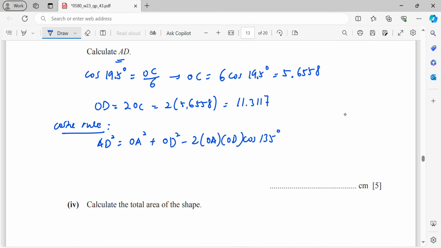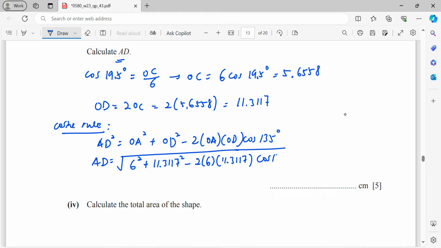So now here, my AD will be just the square root of 6 squared plus 11.3117 squared minus 2 times 6 times 11.3117 together with the cos 135 degrees. So at last, you will be getting the square root of 259.9375. That is going to be 16.1.